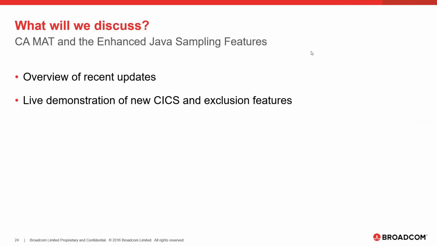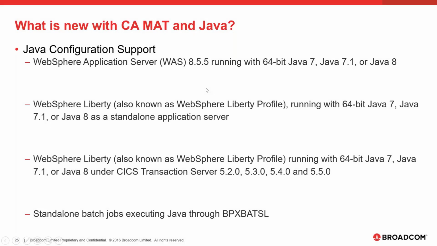Okay, so we're going to do a live demonstration using the CA MAT GUI of some of our new CICS and IMS transaction split features, and a feature to include and exclude classes and transactions from your monitors. Need to make the window live again. There we go. So what have we added in terms of currency support?